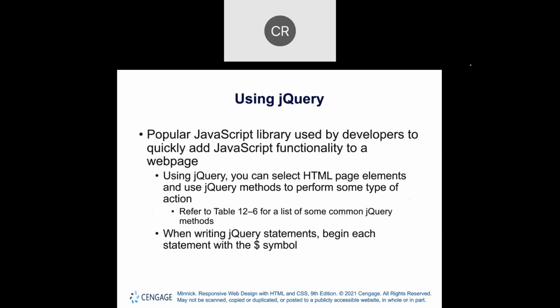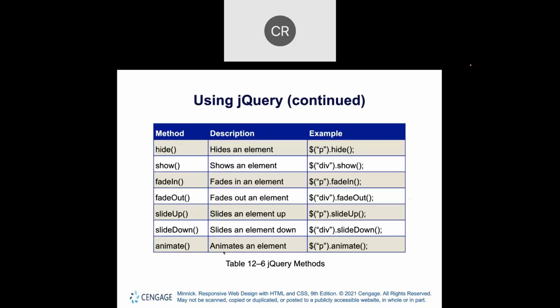jQuery is a popular JavaScript library used by developers to quickly add JavaScript functionality. You can use jQuery to select HTML page elements. When you're writing jQuery statements, you want to begin the statement with the $ symbol. Here are some jQuery methods for hiding an element, showing an element, fading in and out, sliding up and down, and animating an element.